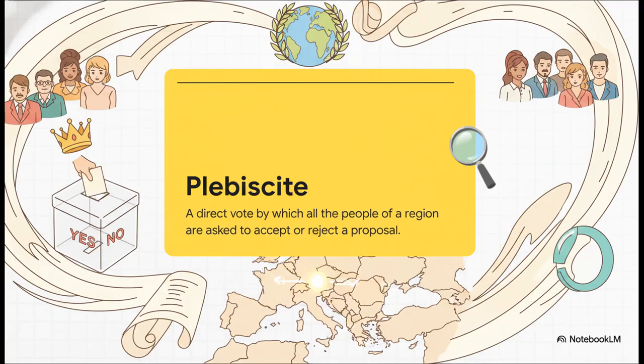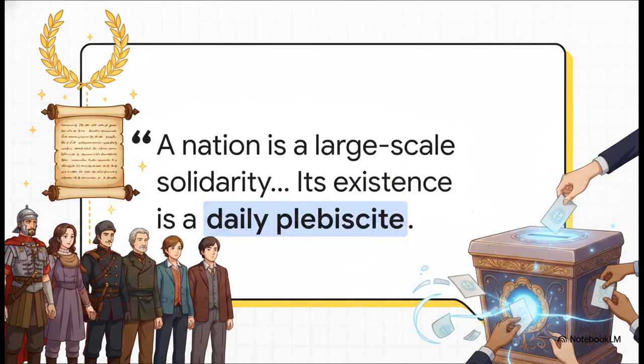And that brings us perfectly to the French philosopher Ernst Renan. Speaking in 1882, Renan completely rejected the idea that a nation is just about having a shared race or speaking the same language. Instead, he famously declared that the existence of a nation is a daily plebiscite. It's a large-scale solidarity bound by a heroic past, sure, but it requires a continuous, active choice by the people in the present to stand together. You have to wake up and choose to be part of the nation every single day.